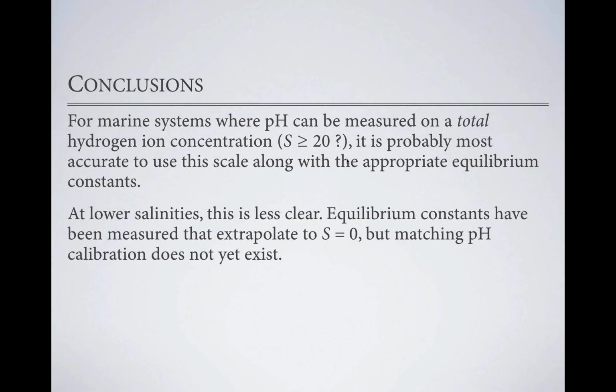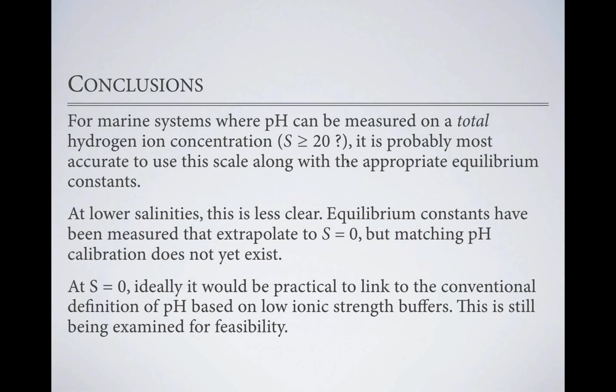At lower salinities, it's less clear. Equilibrium constants have been measured that extrapolate to a salinity of 0, but there isn't really a pH calibration in that region that is as reliable as perhaps the equilibrium constants are. And so it's not so easy to get good data in that region. Now, at a salinity of 0, ideally, you might link back to this original definition of pH based on low ionic strength buffers.